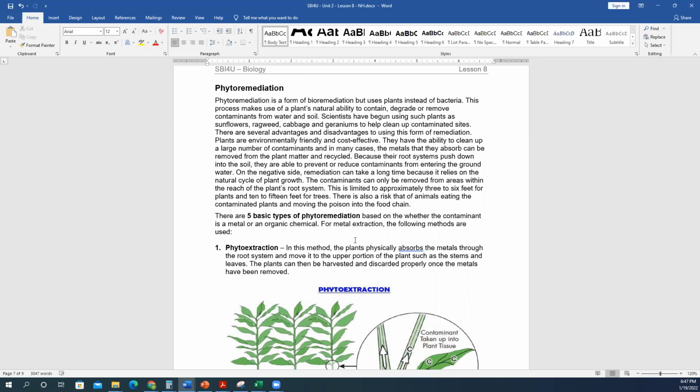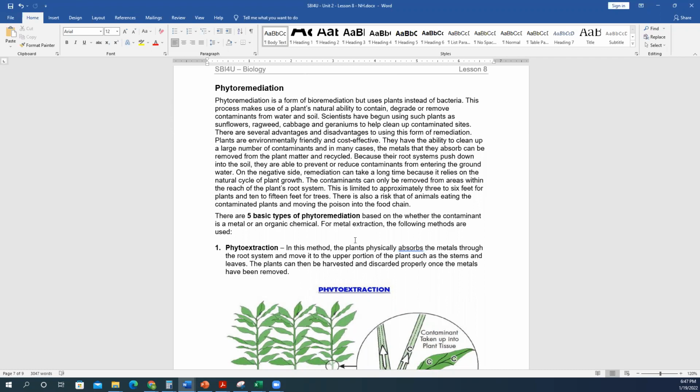But on the negative side, a disadvantage of phytoremediation is that it can take a long time because it relies on the natural growth cycle of a plant. It relies on that growth season. So the contaminants can only be removed from areas within the reach of the plant roots and on the timeline of the growth of the plant.